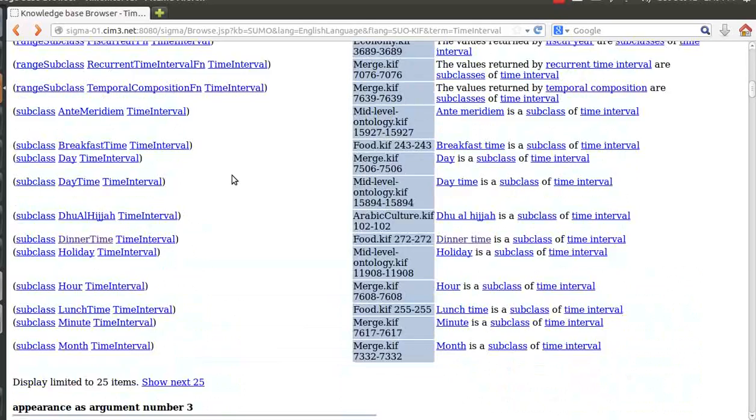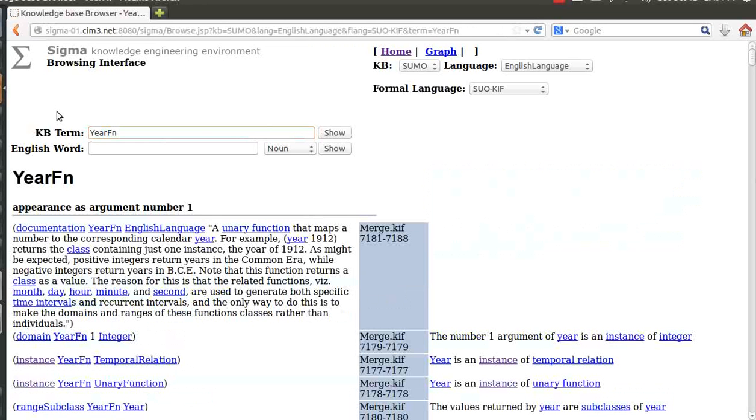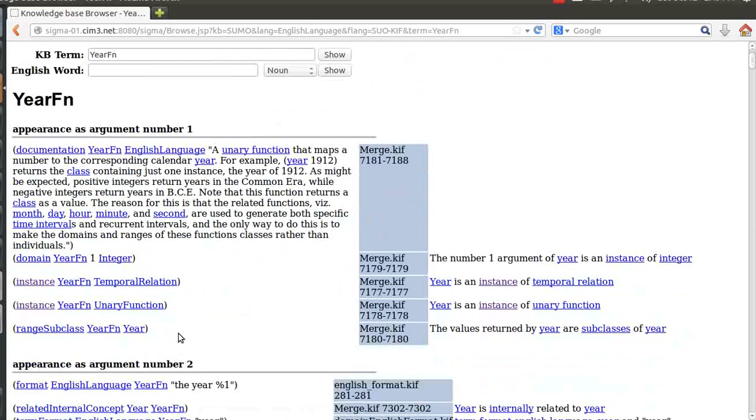Let's do a little looking at some calendar functions. So year fun is good. Calendar. So you've used this one before. Year fun maps an integer to the year that is expressed by that integer in the Gregorian calendar. At least I think you'd call it the Gregorian calendar, the modern Western calendar. So the year fun 1912 is the year 1912.